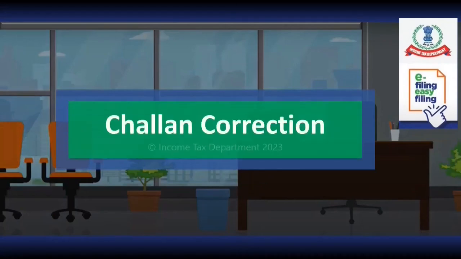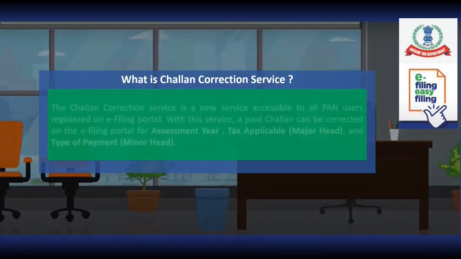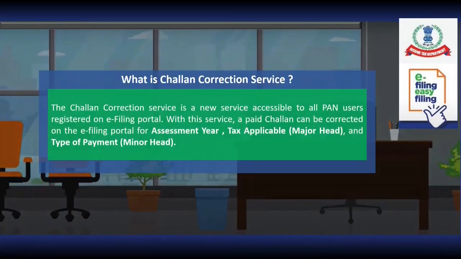This video is on the Challan Correction service available on the e-filing portal. The Challan Correction service is a new service which is available to all PAN users who are registered on the e-filing portal. With this service, a paid challan can be corrected on the e-filing portal for assessment year, tax applicable which is a major head, and the type of payment which is a minor head.